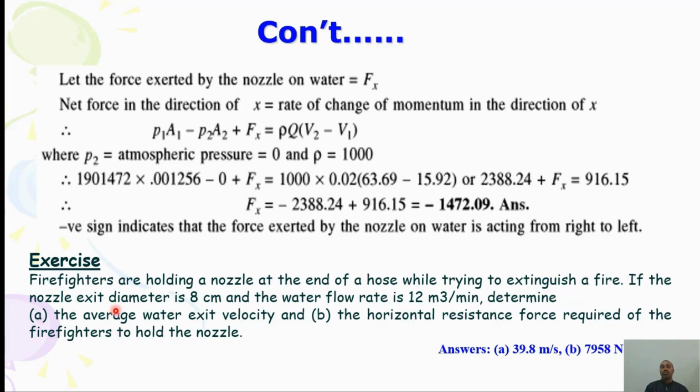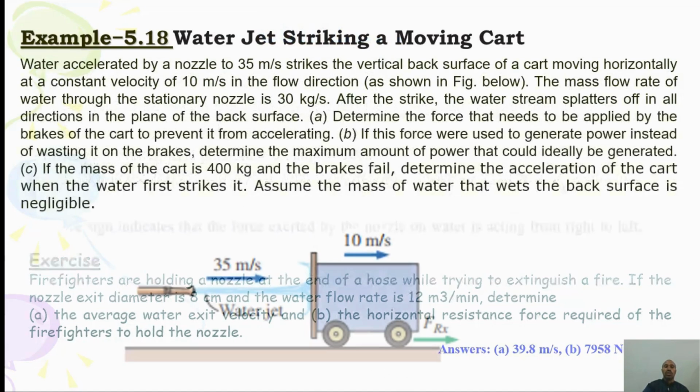Firefighters, most of the time, they are using nozzle with small diameter so that you can just calm down the fire emergency. So firefighters are holding a nozzle at the end of a hose while trying to extinguish a fire. So if the nozzle exit diameter is 8 centimeter and the water flow rate is 12 meter cube per minute, determine the average water exit velocity and the horizontal resistance force required by firefighters to hold the nozzle. So answer is given. Please check this one as your exercise.